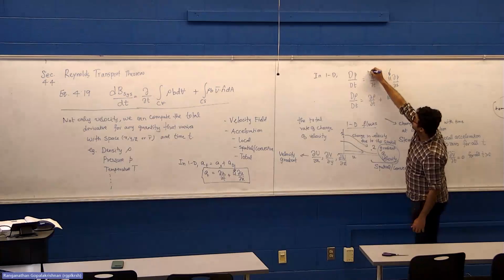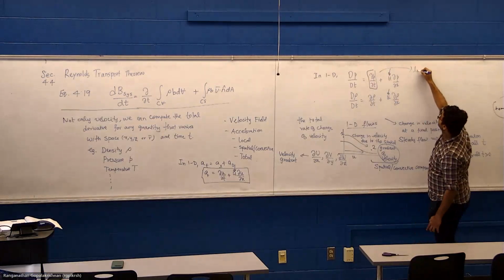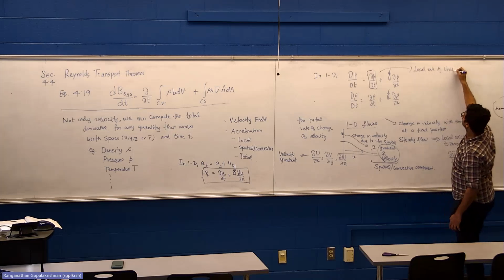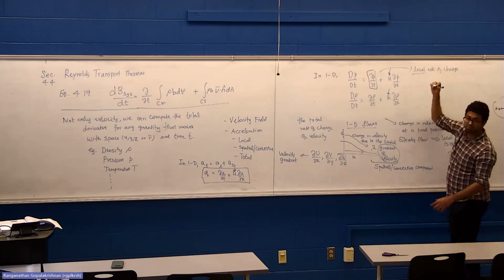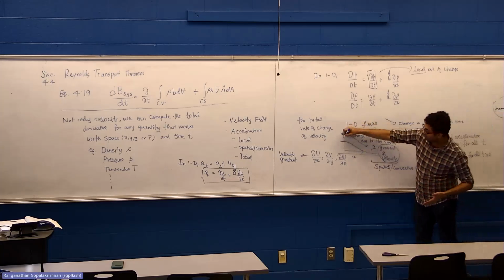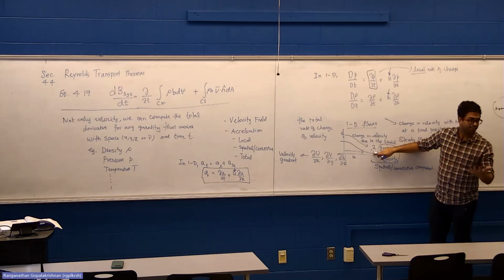What is this first quantity? This is the local rate of change. And the word local should give you a clue. What does local mean? At a fixed location, right? Local to 1 or local to 2. It is at that point, at any point.